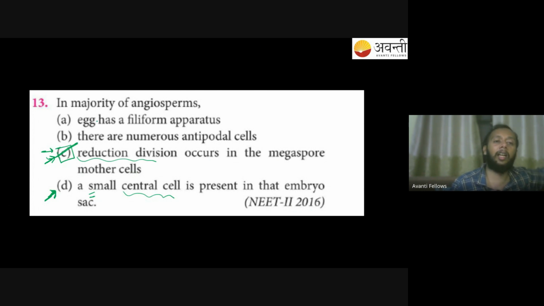See, the option saying the egg has a filiform apparatus is wrong. It is something you find in synergid cells, right? There are numerous antipodal cells, that is also wrong. You only have 3 antipodal cells. So that is why option C over here becomes my correct answer.